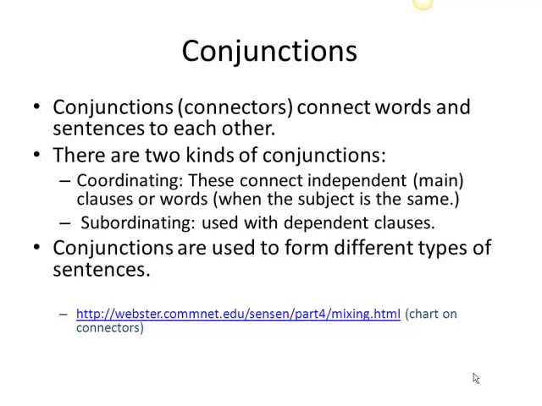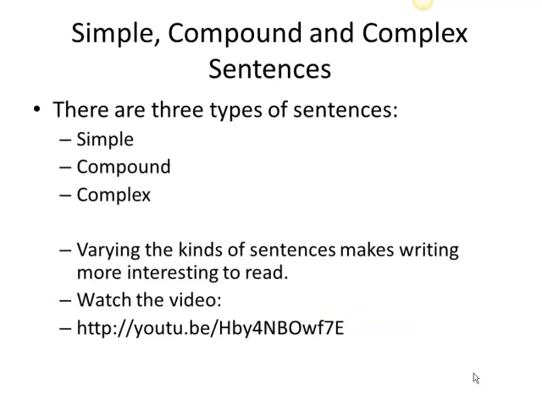Conjunctions are used to form different types of sentences. So let's talk about these first. You have a simple sentence, a compound sentence, and what's known as a complex sentence. So these are the three types. And again, varying these kinds of sentences can make your writing more interesting.